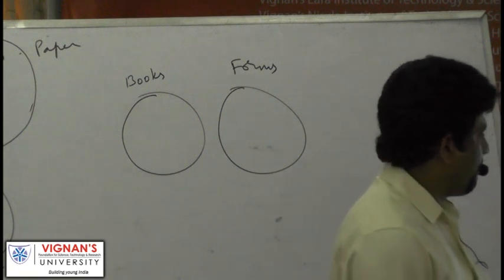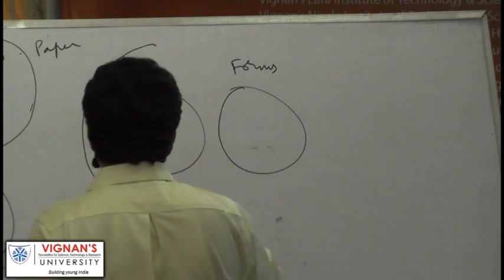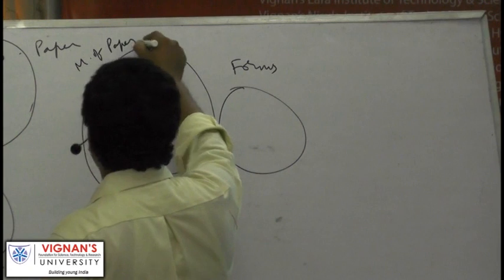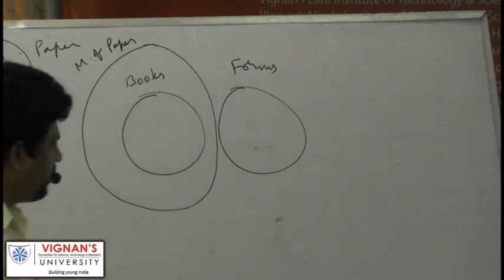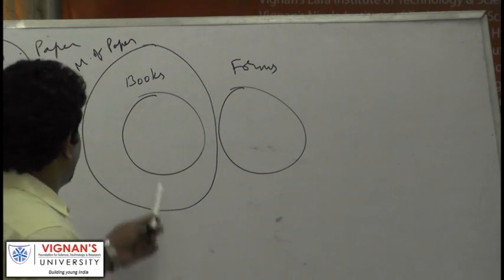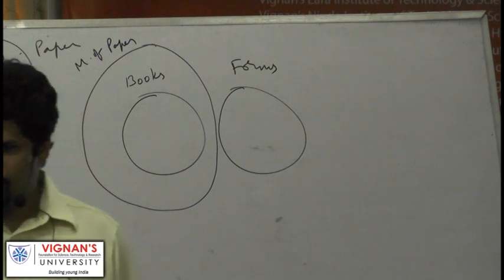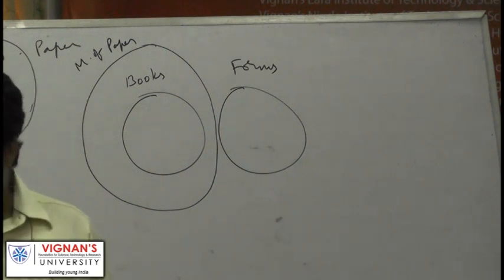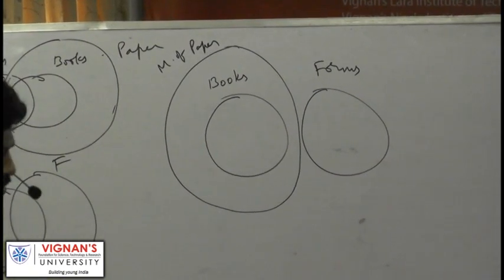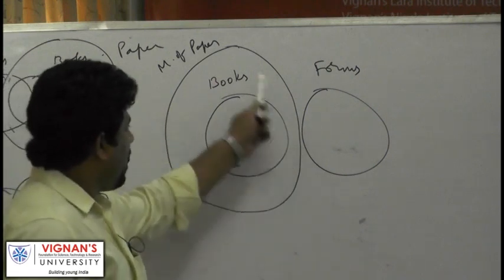Next one. All books are made of paper. Some forms are made of paper. Some forms are made of paper. False. It is a positive statement, not true according to the basic diagram. Next one, some forms are not made of paper. Some forms are not made of paper.